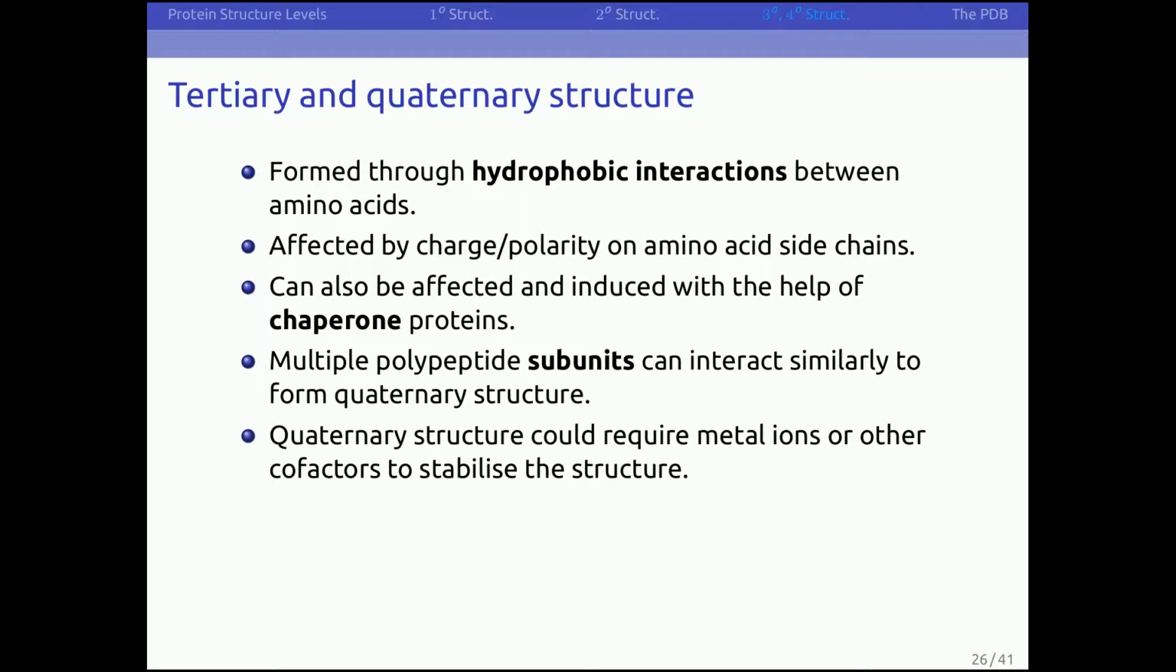Also, hemoglobin being a good example of this as well, quaternary structure could also require metal ions or other cofactors to stabilize the structure. So remember that picture of hemoglobin that we saw? I had asked you a question. What is the metal ion inside hemoglobin? Well, what color is your blood? It's red. Hemoglobin is in your blood. What does hemoglobin do? It carries oxygen.